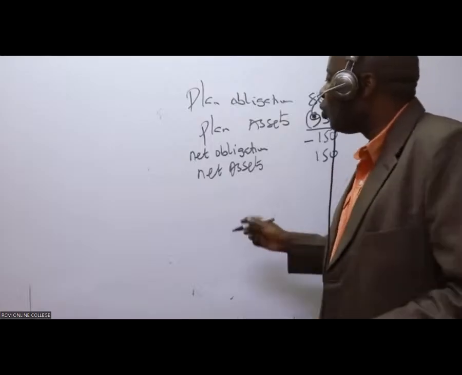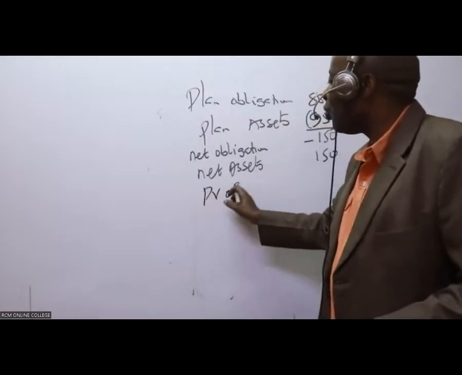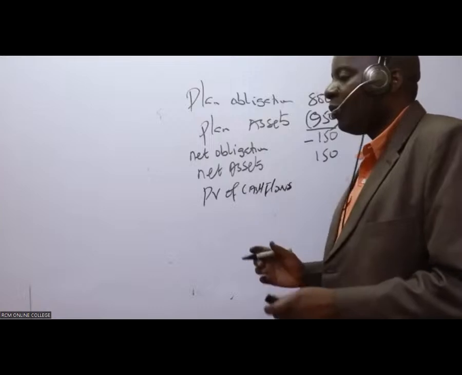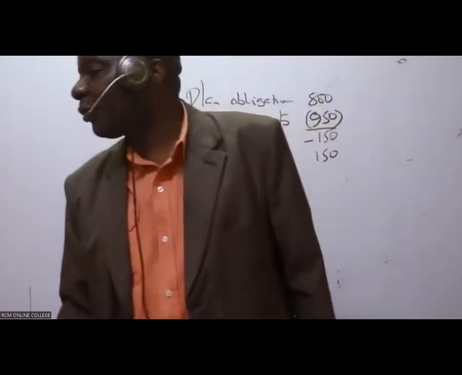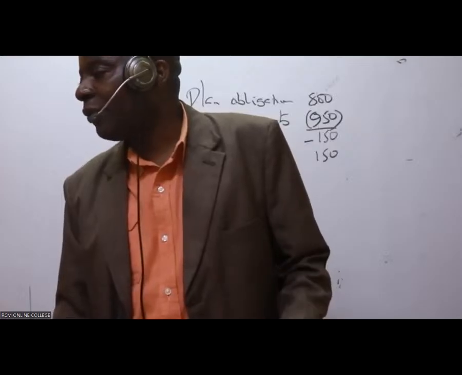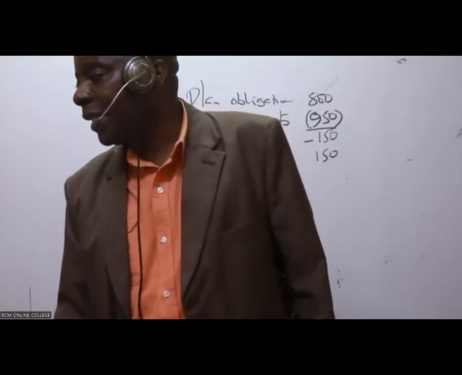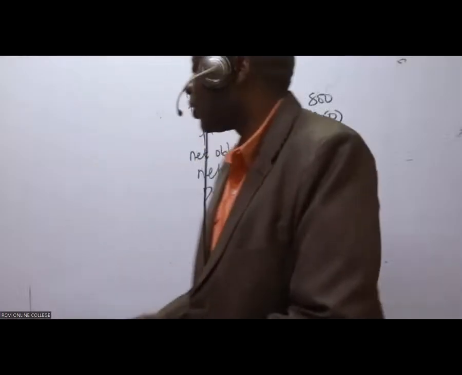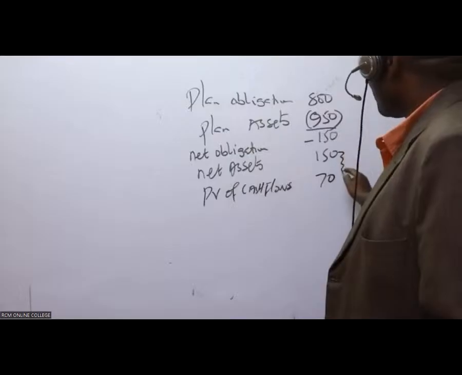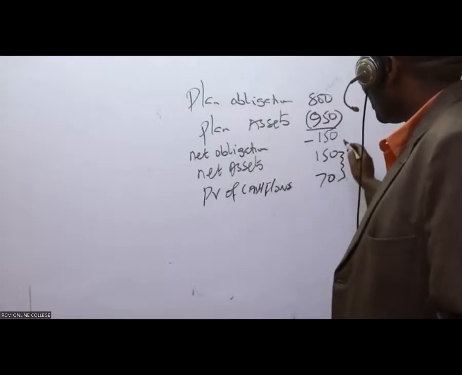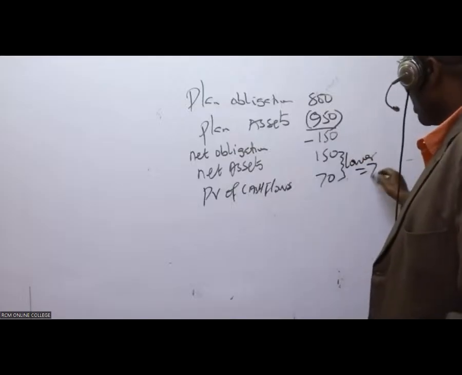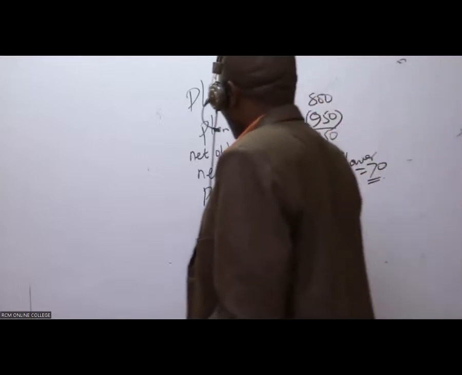So in this case, look for anything you're given called the present value of, for example, the plan's cash flows. Are you able to see the present value of the plan cash flows? Here it is 70. And then you compare the two. To get the ceiling, you compare the two and pick the lower. Always pick the lower. So the lower here is 70.